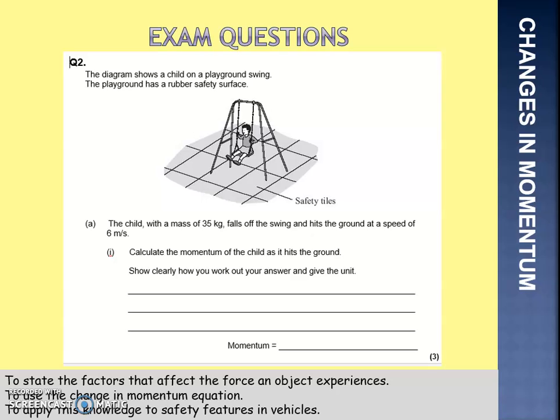So make sure you write down your equation, and write down the data that you've put in there. So we're again on force equals change in momentum divided by time. Momentum is mass times velocity. 35 times 6 gives us 210. But our unit is kilogram meters per second.